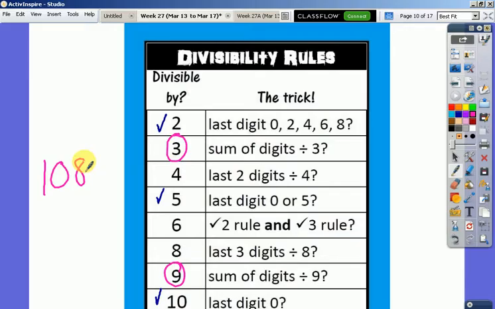4 and 8 are related. They just differ slightly. For 4, the last 2 digits have to be divisible by 4. So the last 2 digits divisible by 4. 0, 8. Yes, 8, right? For 8, the last 3 digits have to be divisible by 8. That one's a little trickier because you have to look at 108 as a whole. And then 6, you have to know the divisibility rules for 2 and 3. And if 2 and 3 work, then it also works for 6. Just helpful hints.